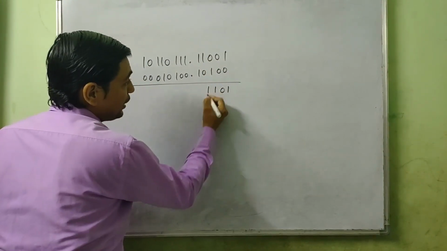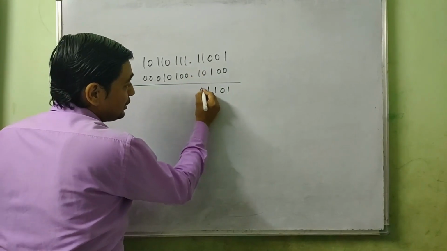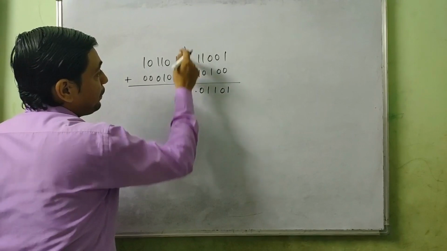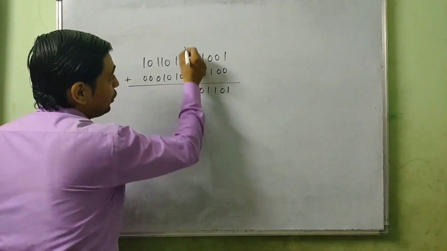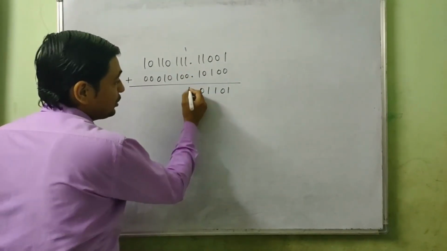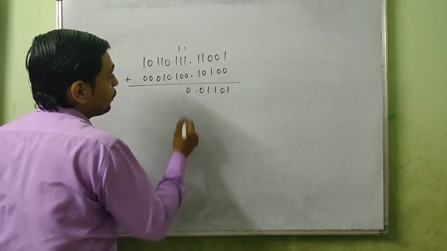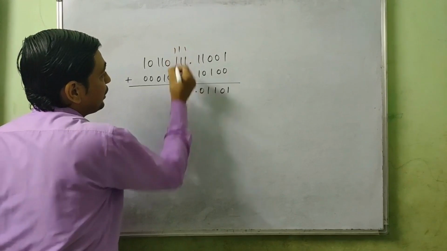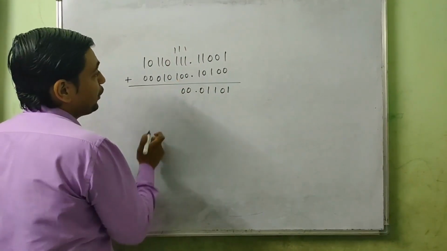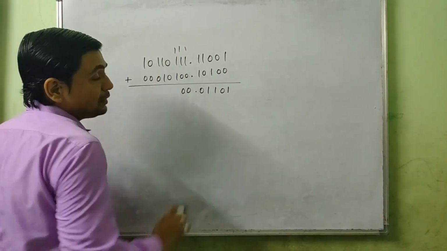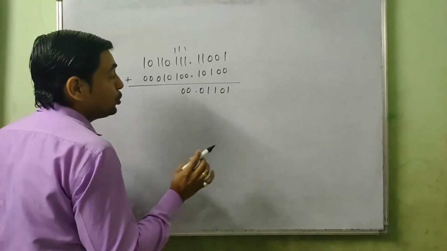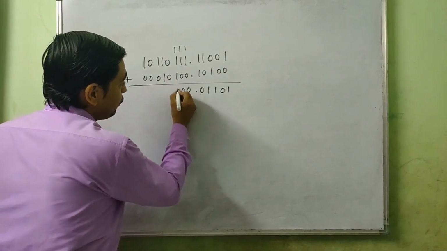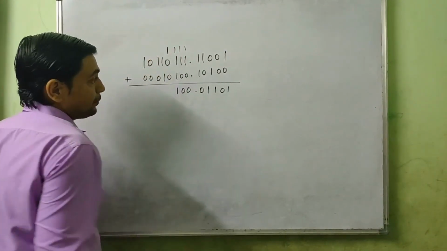Now 1 plus 0 is 1, 0 plus 0 is 0, 0 plus 1 is 1, 1 plus 0 is 1, 1 plus 1 is 0 will be here and 1 will go carry. Now 1 plus 1 is 10 and 10 plus 0 is 10 itself, so 0 will be here, 1 will go carry. 1 plus 1 is 10 again with 0, so it is 10. Now be careful over here. 1 plus 1 is 10, that is 2, and 10 plus 1 is 11, which is 3. So 1 will be here and 1 will go carry.